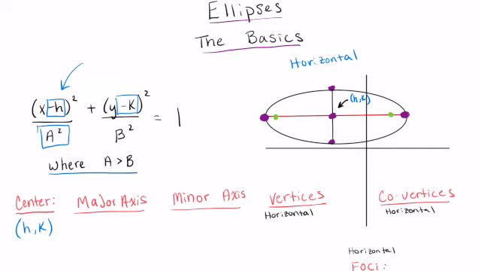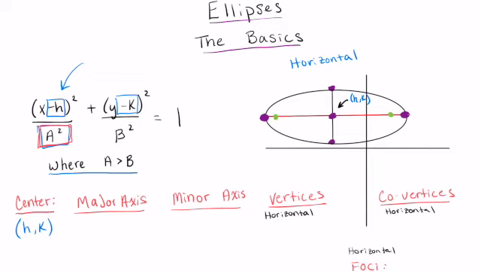Next, we have our major axis. And our major axis is going to be the longest line in our ellipse. Our major axis is going to be that longest line in the ellipse, okay? The way that we find our major axis is we take A squared, and I'm going to take the square root.